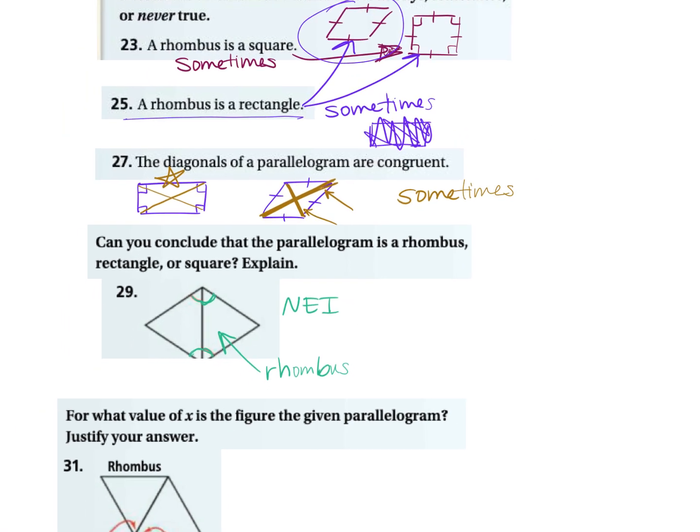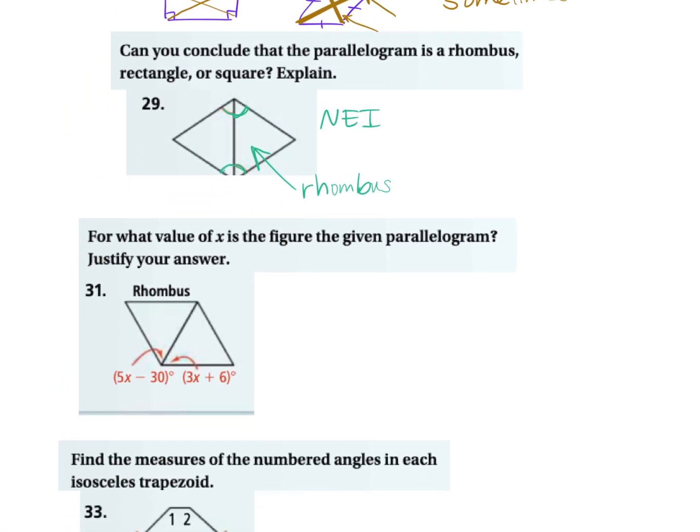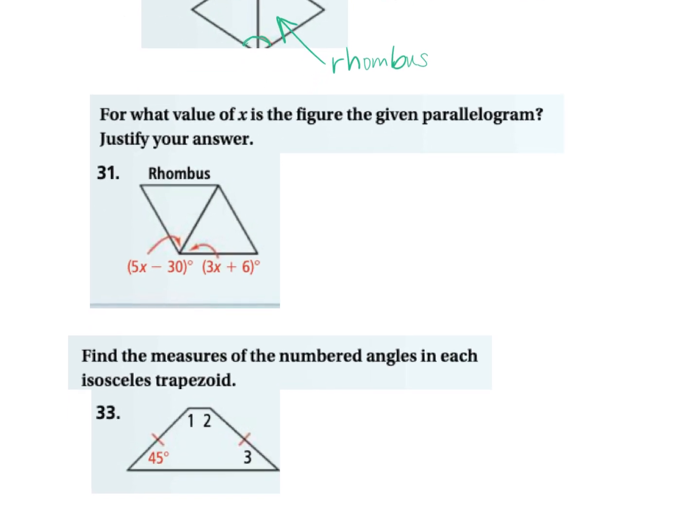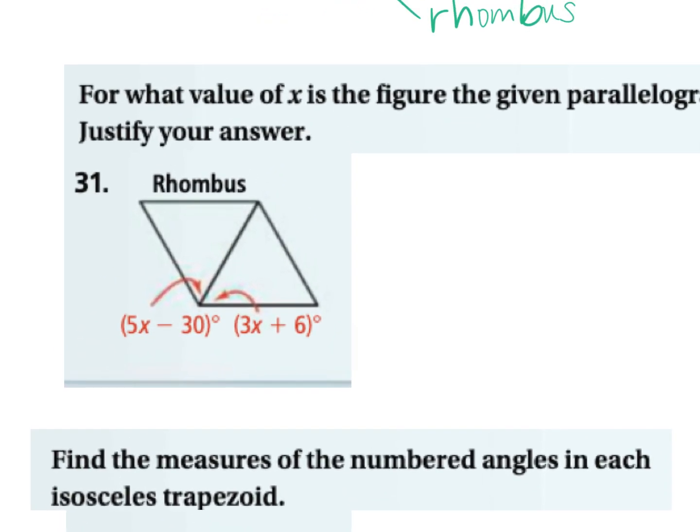Okay, this says, for what value of x is the figure a parallelogram, and then justify. So knowing the measure of this angle and the measure of that angle in terms of x, what would you have to do for it to be a rhombus? Set them equal. They would have to be congruent. If you say 5x minus 30 equals 3x plus 6, then this would be a rhombus. So solve that and see what you get.